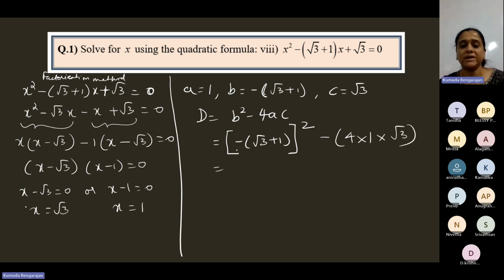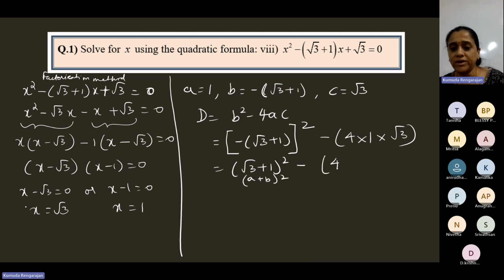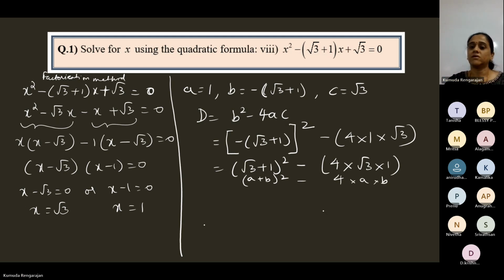So minus, when it's squared, it becomes plus. Then we have root 3 plus 1 the whole squared. Minus, this is like A plus B the whole squared, right? And what do we have here? 4 into, what is A? Root 3. And what is B? 1. So we have minus 4AB here. 4 into 1 into root 3, which is 4 into root 3 into 1. So we have this identity: A plus B the whole square minus A minus B the whole square is equal to 4AB.